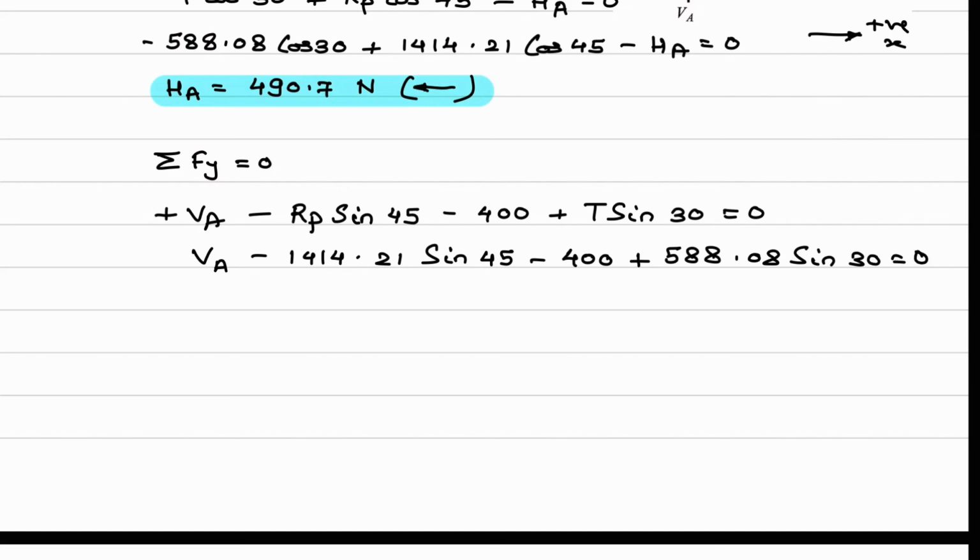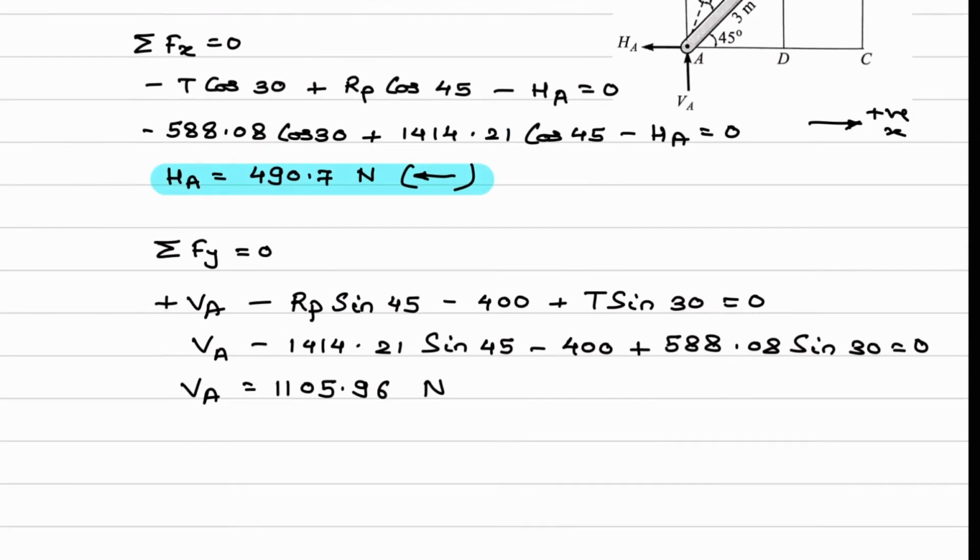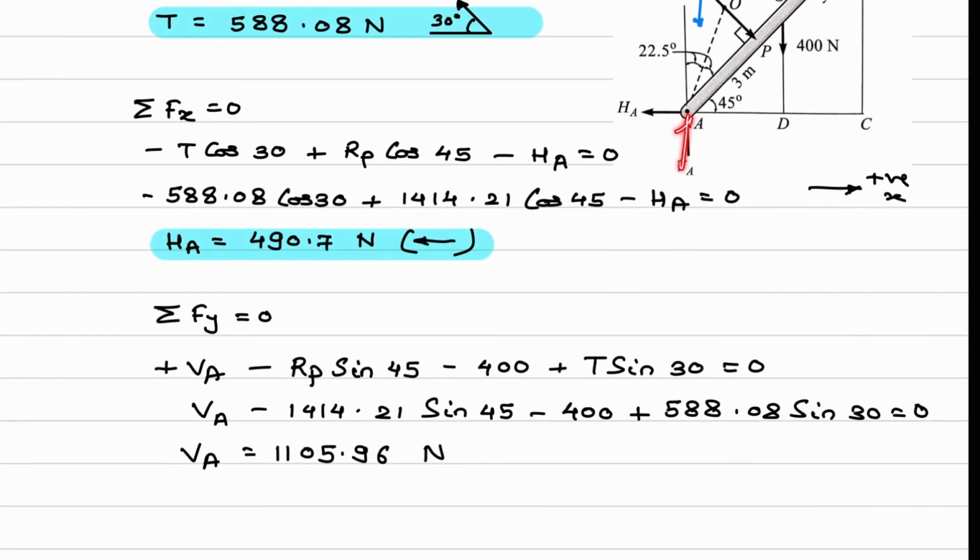So the only unknown over here is VA. So we can calculate VA, which is equal to 1105.96 Newton. Now this direction, whatever we have assumed, VA in upward direction, and since this answer is positive, our assumption is correct, and finally in the answer you have to write down the direction, that direction will be upward. So this is the next answer.